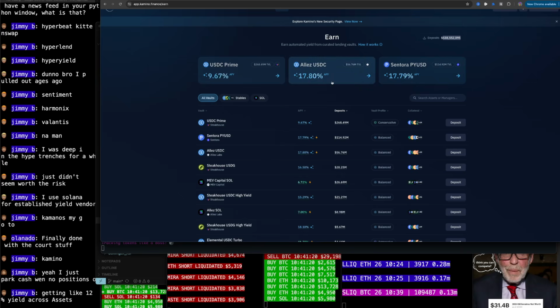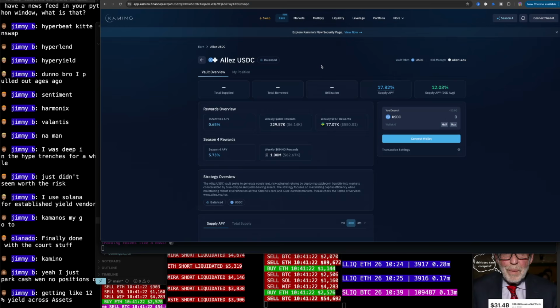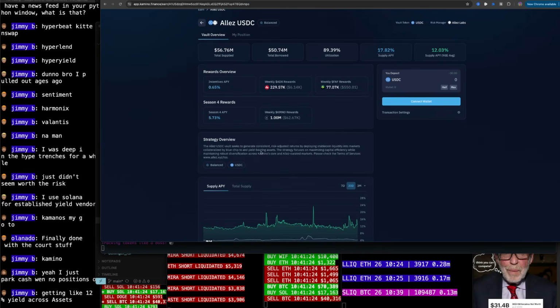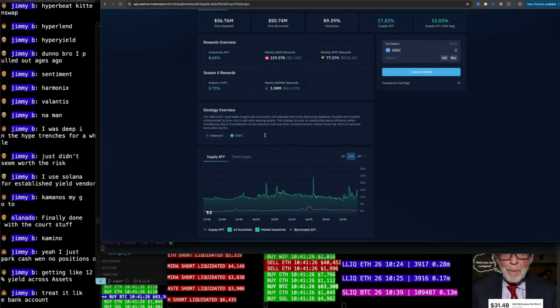What's up with these other ones like Alice USDC? The Alice USDC vault seeks to generate consistent risk-adjusted returns by deploying stablecoin liquidity into markets collateralized by blue chips. Okay. 12% is pretty good.